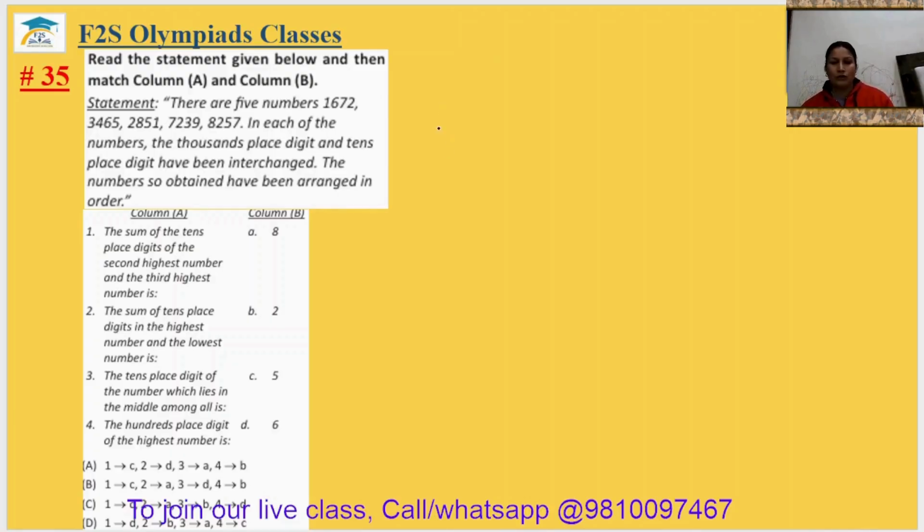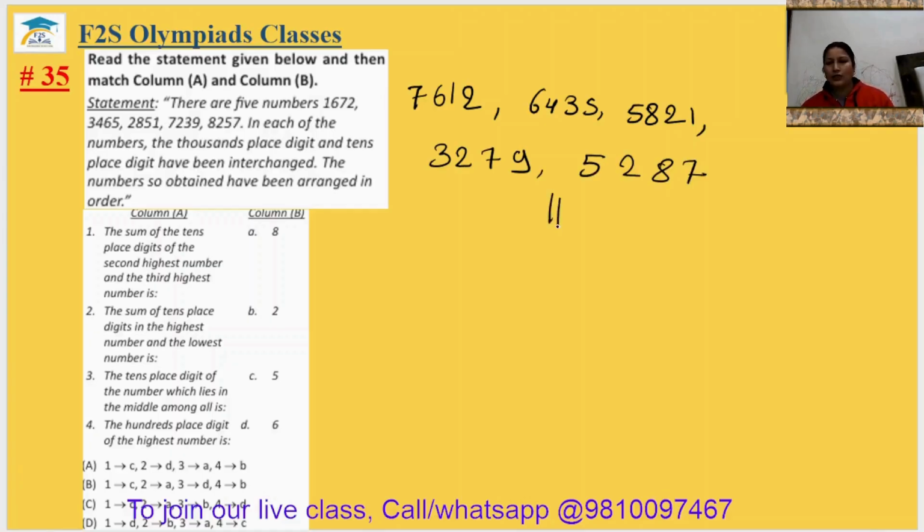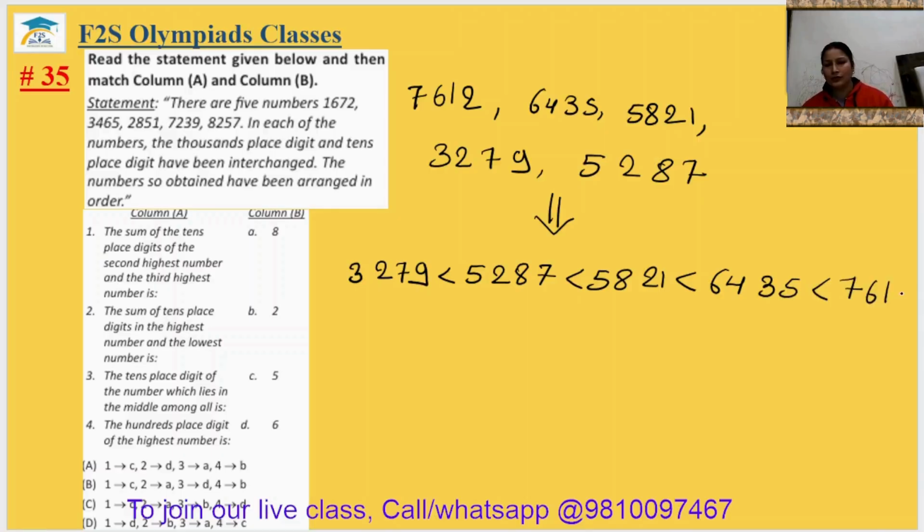So first we exchange the numbers. After exchanging the numbers, the first number will be 7612, 6435, then 5821, then 3279 and 5287. After arranging in ascending order, it will be 3279 less than 5287 less than 5821 less than 6435 less than 7612.